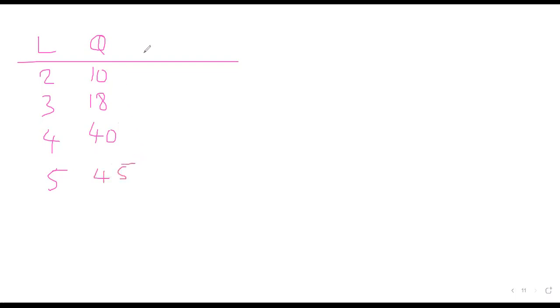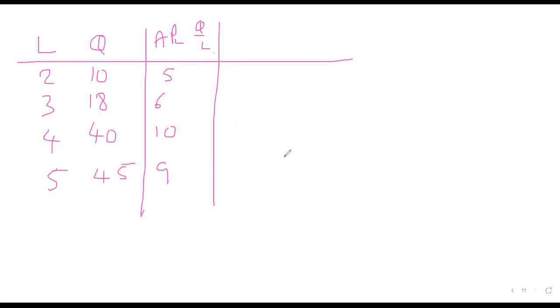So we can complete this table. How do we find the total product of labor? Q is the same as total product of labor. How do we find the average product of labor? Isn't it Q over L? Yes, Q over L. So here we're going to have 5, 6, 10, and 9. Right?